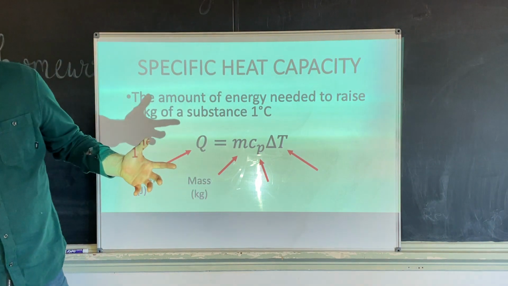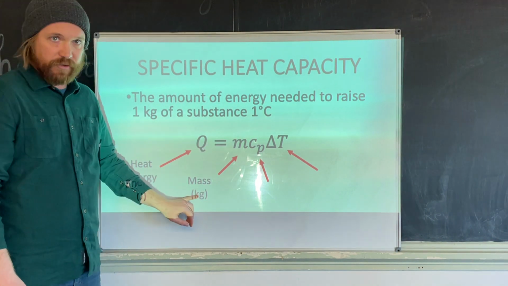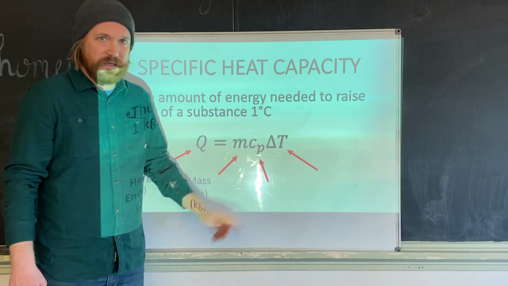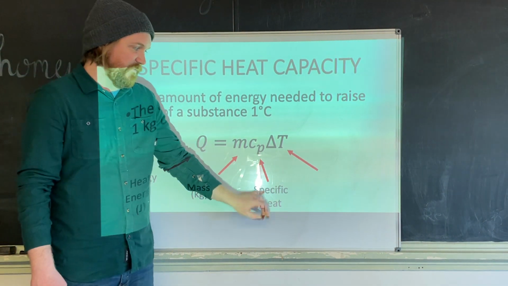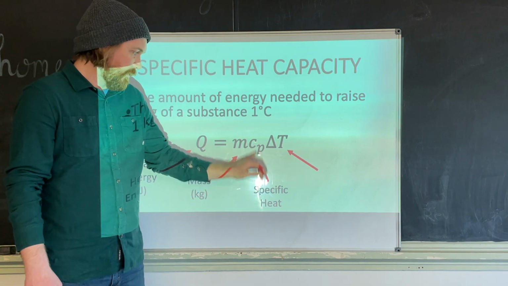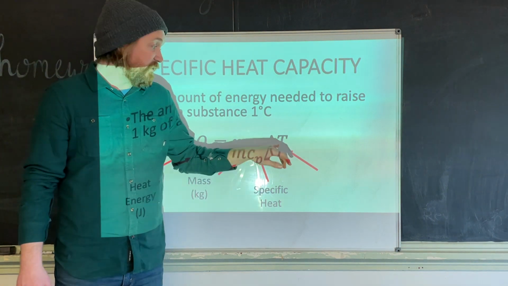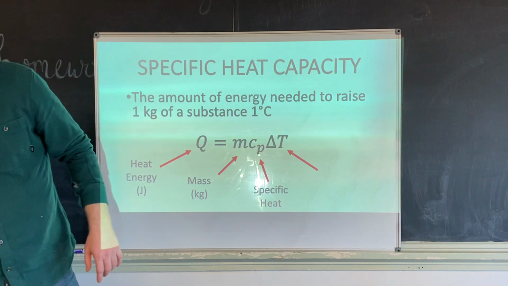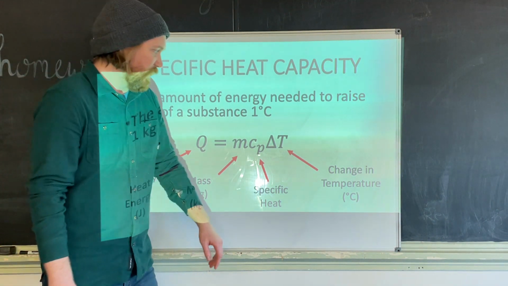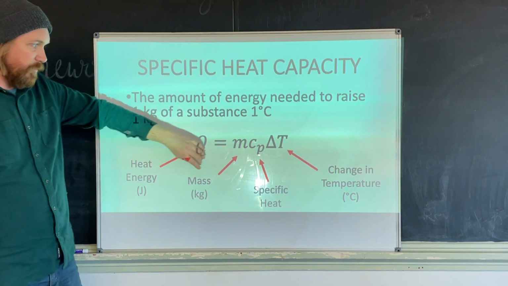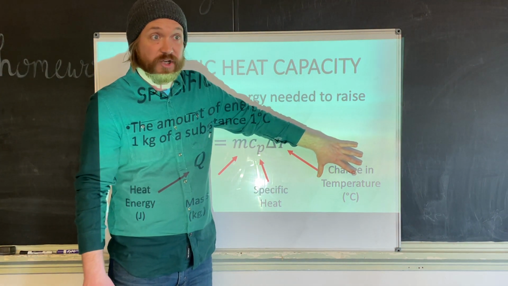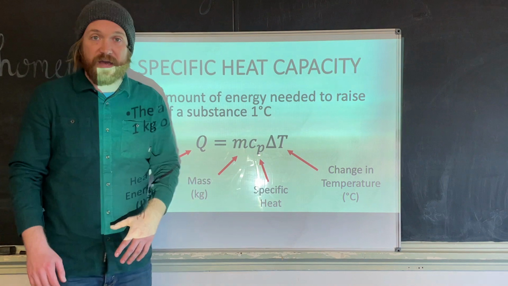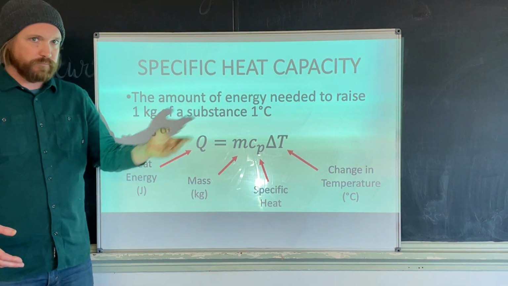M, we've seen before. M is mass, we measure that in kilograms. Cp, for reasons I'm not aware of, and I'm not even going to venture a guess, is specific heat capacity, okay? So I got that right there. And then delta T, triangle T, is the change in temperature. So we got the amount of energy, we got how much of the object there is, we got how much of a change in temperature there is, and we have its specific heat, okay?